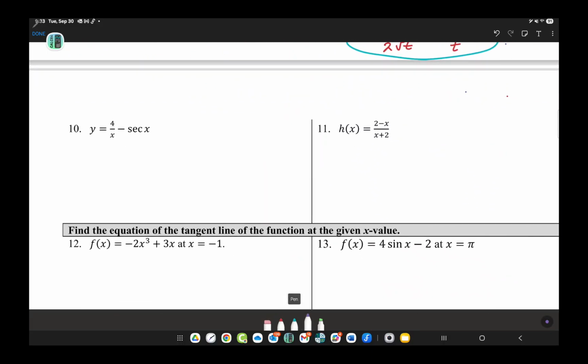All right. So we have 4x to the -1 minus secant x. So that would be -4x to the -2, or y prime is equal to that. And the derivative of secant is what? Secant x tangent x? So negative 4 over x squared minus secant x tangent x.